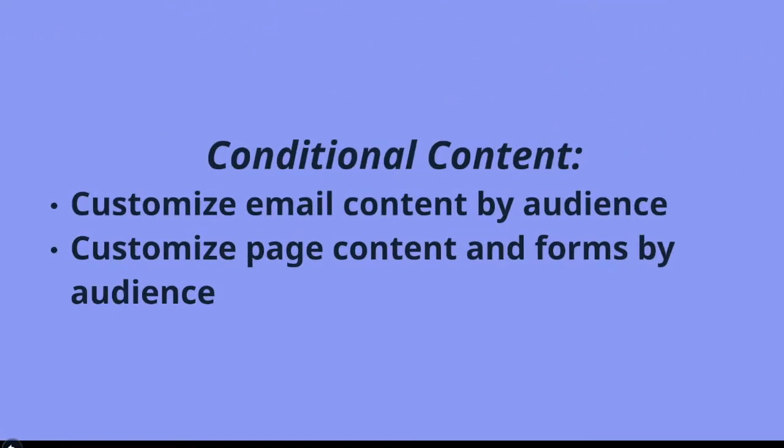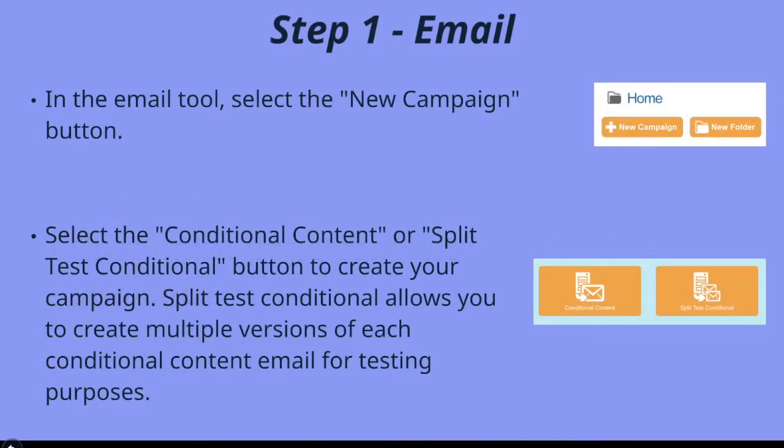So conditional content allows you to customize email content by audience. It also allows you to customize page content and forms by audience. So let's start with email. In the email tool, you're going to select the New Campaign button. And you'll see that you have 2 options here when it comes to conditional content. You have conditional content and split test conditional.